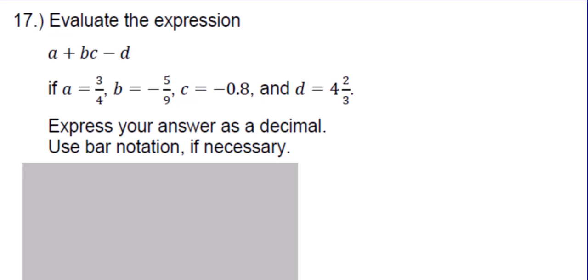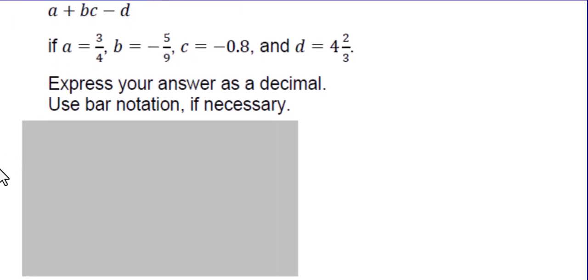Now, this last type of problem is basically evaluating using order of operations. And we're going to plug this into our calculator. So in number 17, it asks us to evaluate the expression A plus BC minus D. And they give us the value for A, B, C, and D. We basically need to plug those in and then plug it into our calculator. And again, I really want to stress that you want to make sure to double and triple check your calculations.